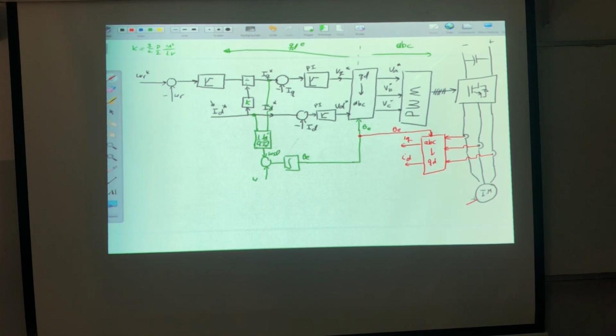Now also here I will measure the speed of the tacho generator, and then I will multiply it by P over 2 because this is electrical. I'm assuming this is electrical. If not, I need to put P over 2 inside here.